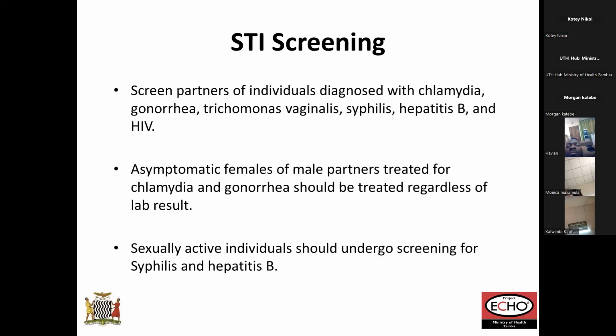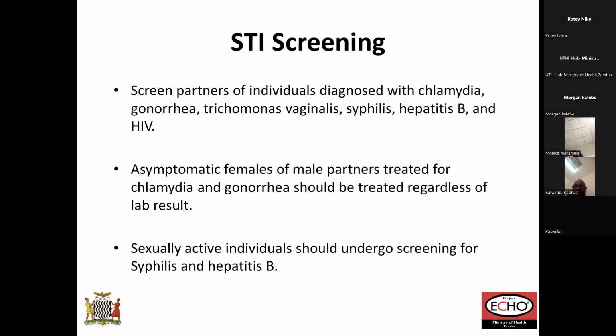In terms of screening, partners of individuals diagnosed with chlamydia, gonorrhea, trichomonasis, syphilis, hepatitis B, and HIV should be screened for STIs. Of course, other STIs as well, you can still screen, but these should be screened with the intention to treat those that are affected.